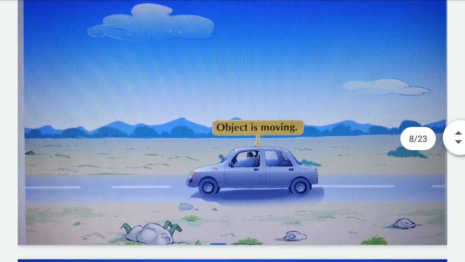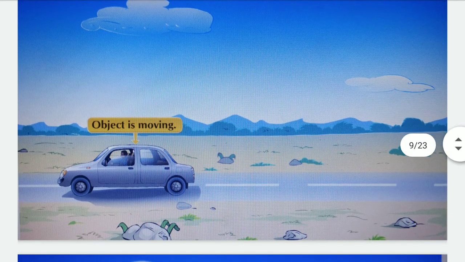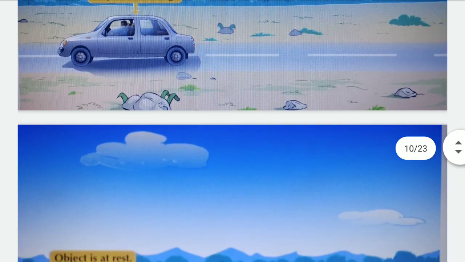Now see the another picture. In the picture, a car is shown. That car is moving. That is, the object is moving. In the another picture, the car is moving towards the left side. That means you can say the object is moving from one point to another point.